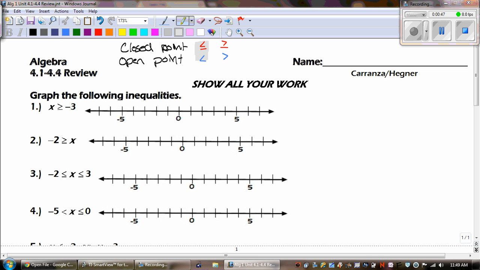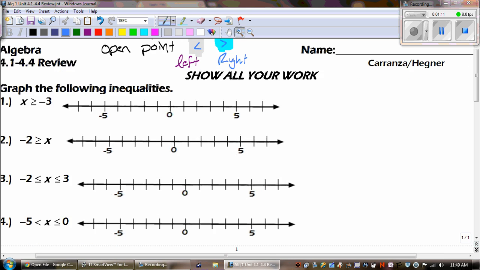And now another thing to know is when it points to the left and the inequality is first, we know that left or less means left. So this also means left. And greater than symbols mean that we need to shade to the right. Okay, so there's a couple different things that we can tell from each of the symbols.